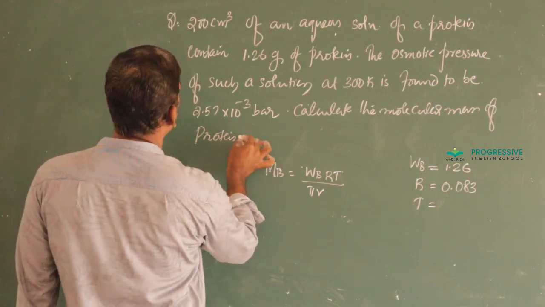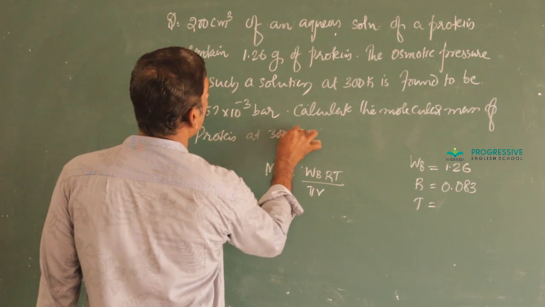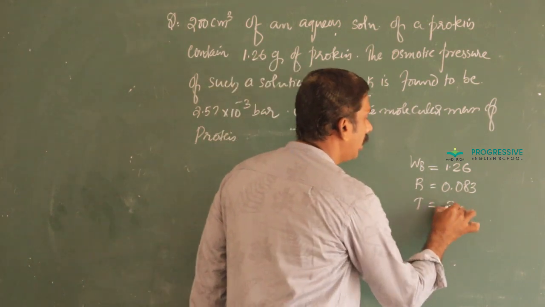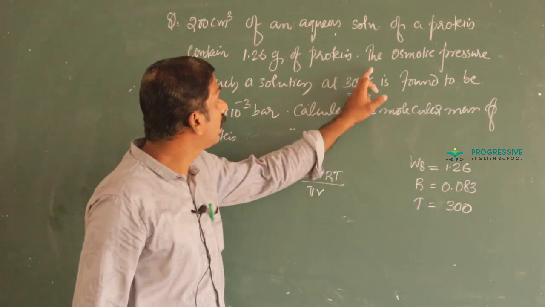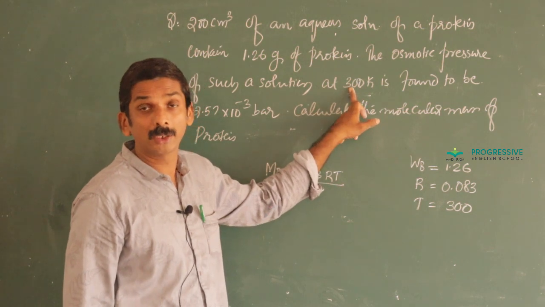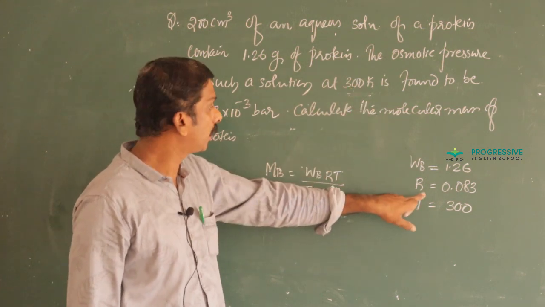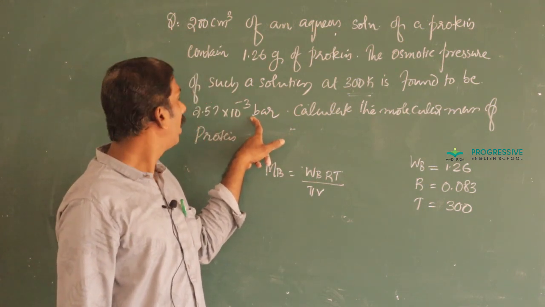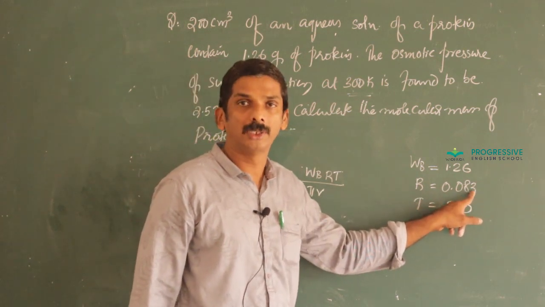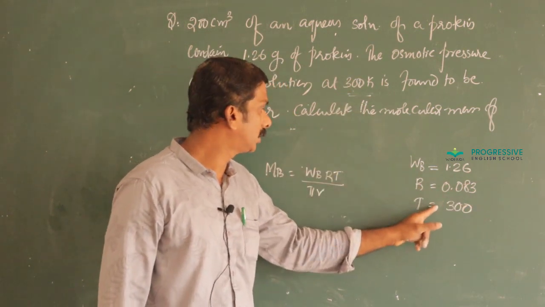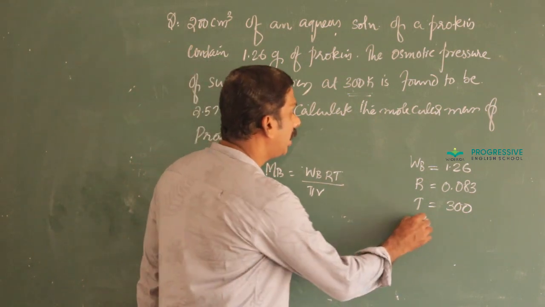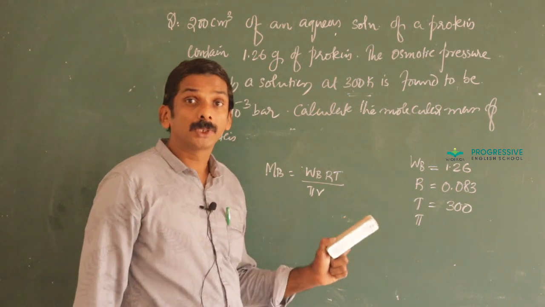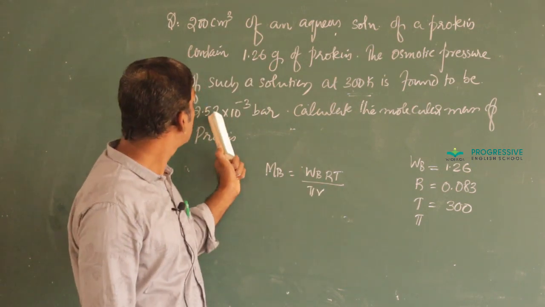Temperature, here it is directly given. At 300 Kelvin, 300. Sometimes instead of that they give in degrees Celsius, 27 degree like that. You have to convert in corresponding Kelvin. Depending upon the value of this osmotic pressure, the value of R changes, and the temperature is always expressed in Kelvin. Pi, the value of pi here it is osmotic pressure, not 3.14.